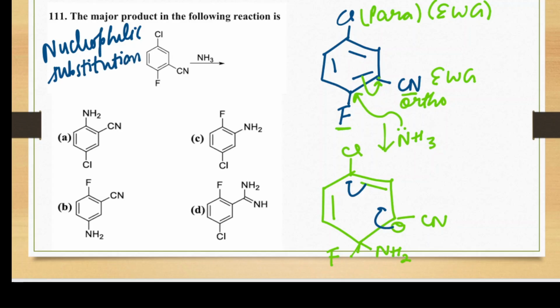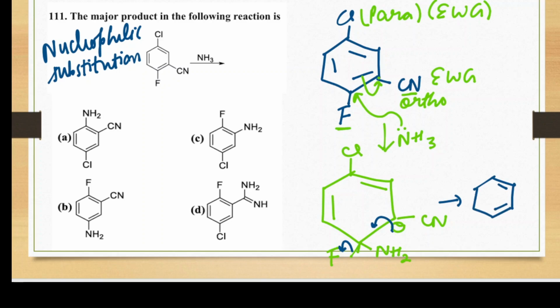Okay, so the negative charge is stabilized over here. Now further the elimination. So firstly addition is taking place and then the elimination will be taking place. Now the negative charge again will be coming and the fluorine group is going to leave from here. So the final product you will be getting is like this one.